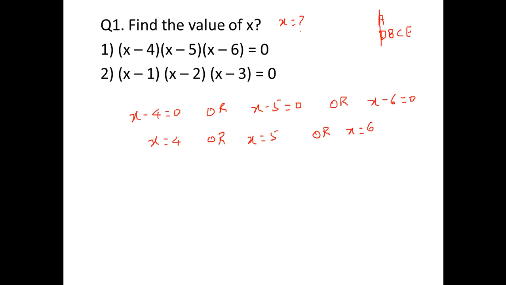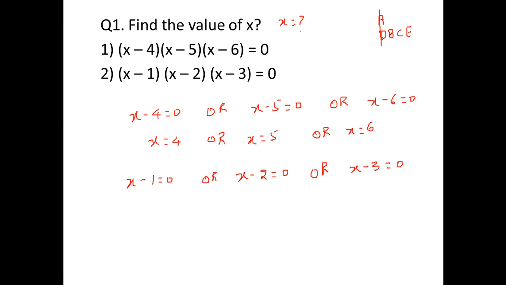Now let's look at second statement. Remember, statement 1 is over. Now do not carry the information of statement 1 with you. Consider statement 2 independently. Now second statement is almost the same. Product of three terms is equal to 0. So one of them is 0. So we get either x minus 1 is 0, or x minus 2 is 0, or x minus 3 is 0.